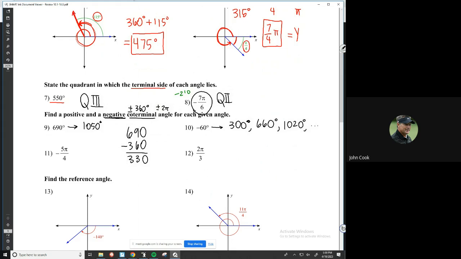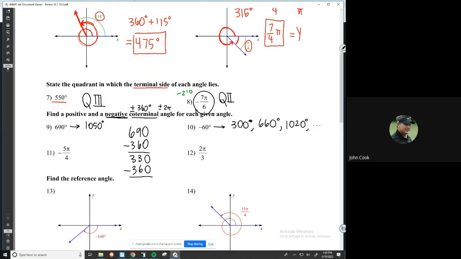So what I do is I subtract 360 again until it's a negative angle. So 330 minus 360, if I use my calculator for that, I get negative 30 degrees. There's one of my coterminal angles that are negative now, negative 30 degrees. So there you go. There's one positive coterminal angle and one negative coterminal angle for this angle, 690 degrees.